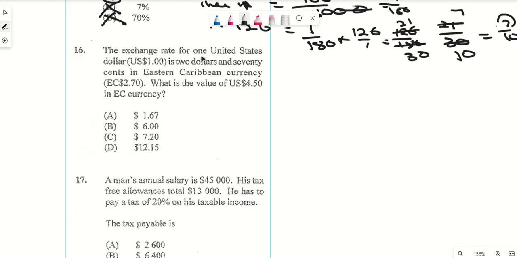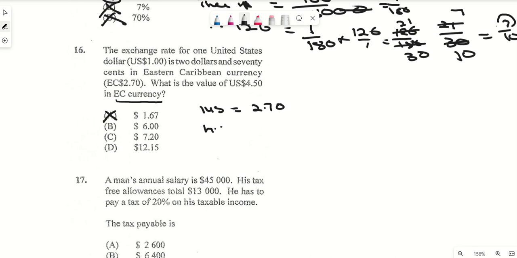Number 16. The exchange rate of a US dollar is $2.70 in Eastern currency. So they're telling you that 1 US is equal to $2.70. They want to know what is the value of $4.50 US. First off, if we're getting an Eastern currency, that means we have to get more, right? So it will not be this answer, this is less. So $4.50 US would be 2.70 multiplied by 4.50.